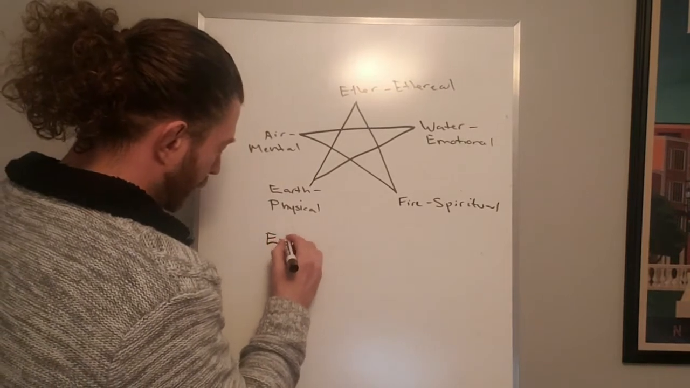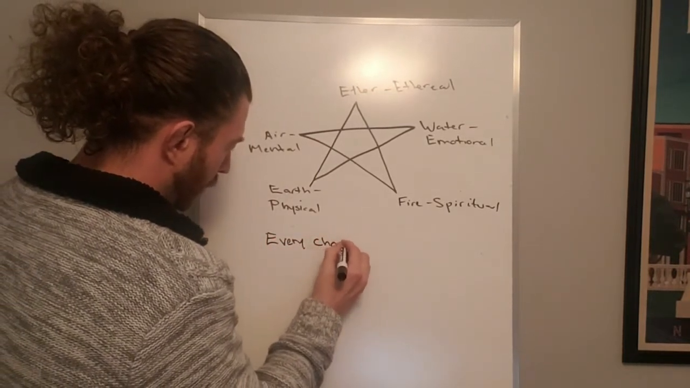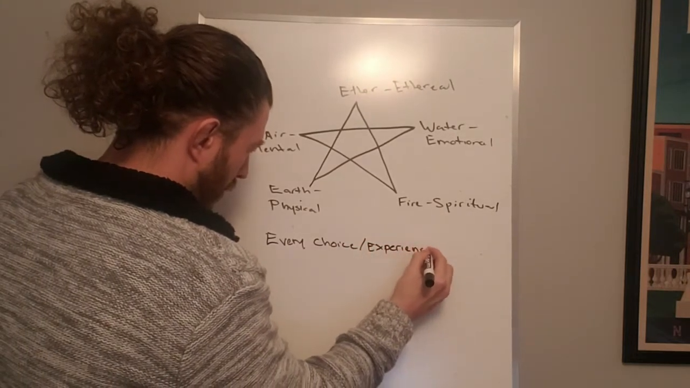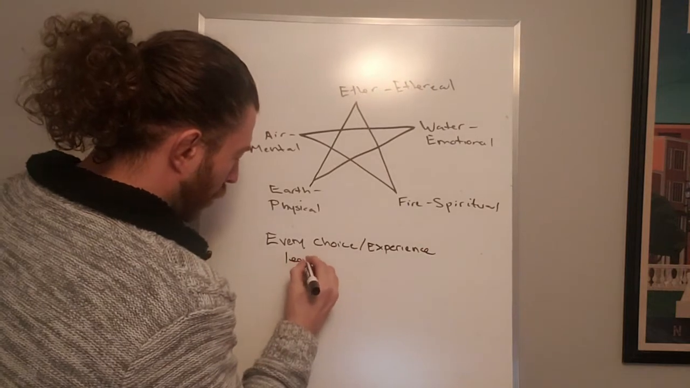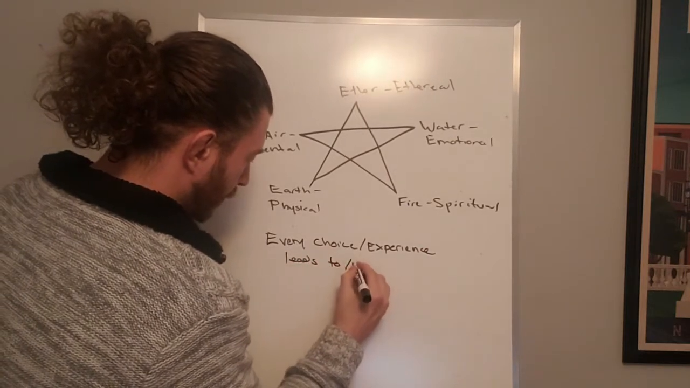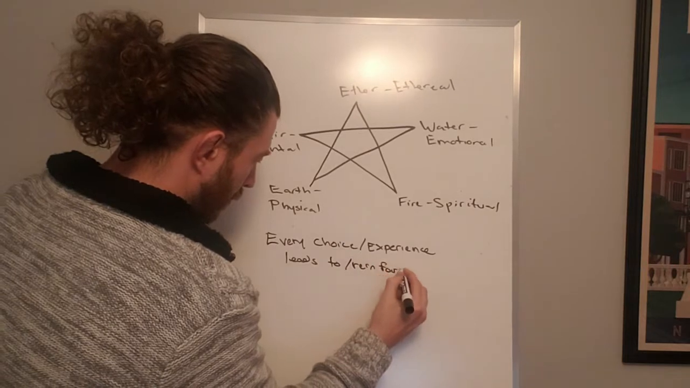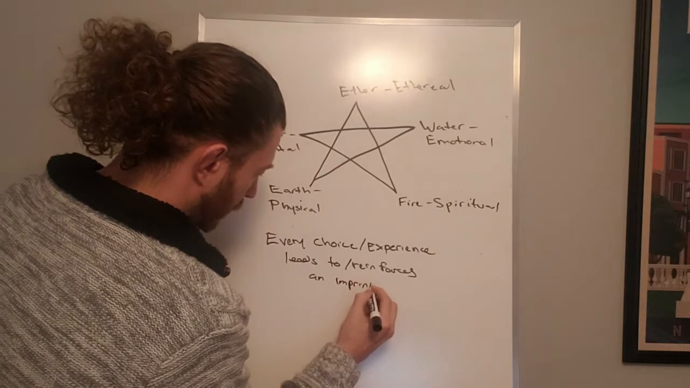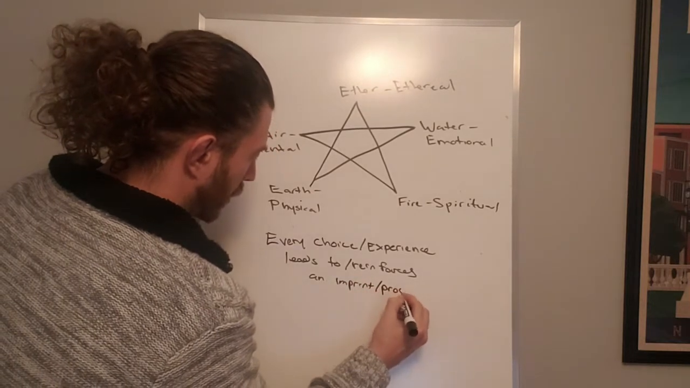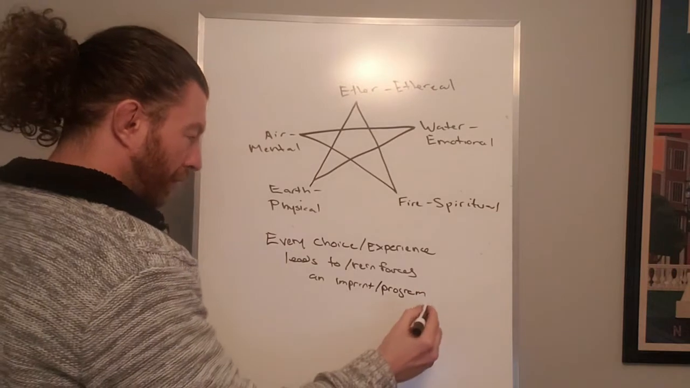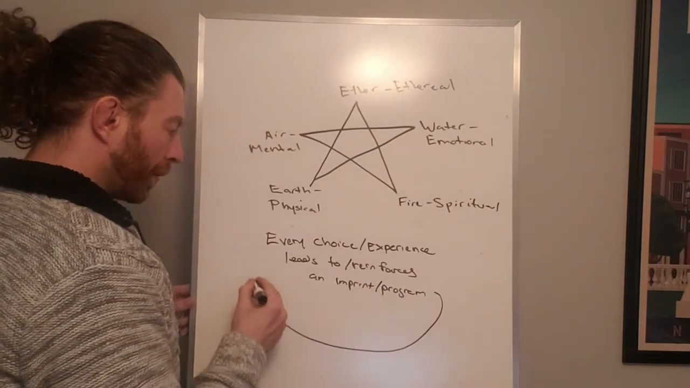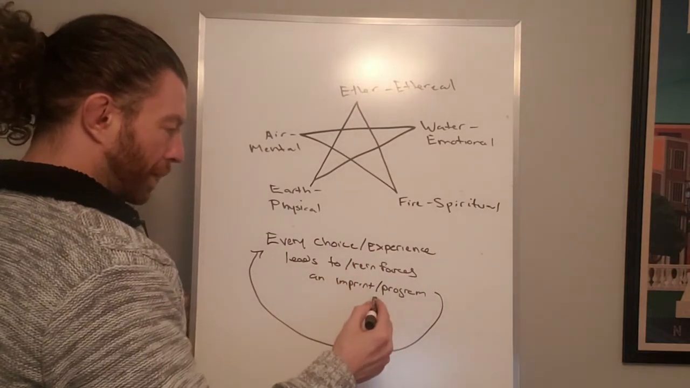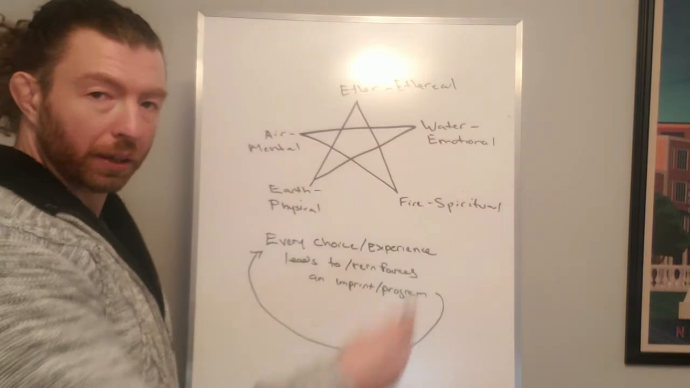Every choice or experience either leads to or reinforces an imprint or program. And then it's like, what came first, the chicken or the egg? Because every imprint or program then goes on to influence every choice and experience. Every choice and experience leads to or reinforces a program. You see how it becomes an infinite loop.